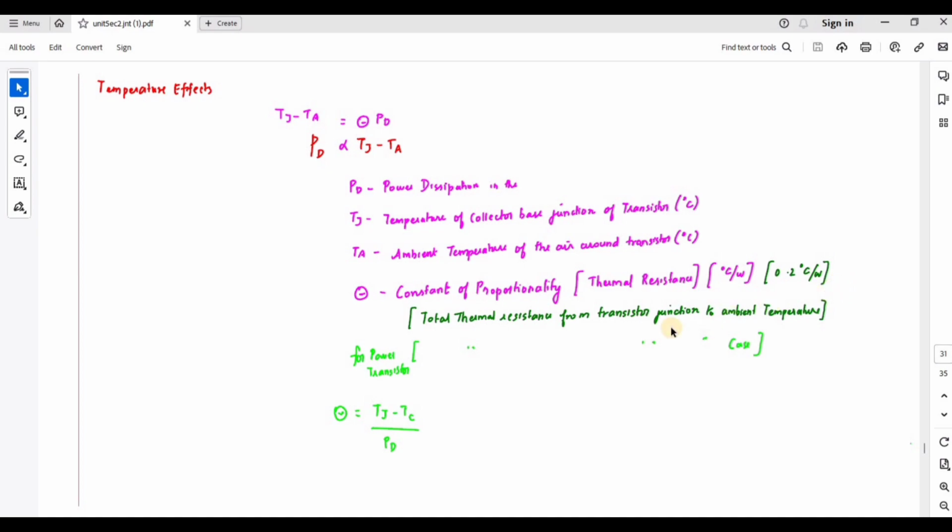So for the power transistor, the total thermal resistance is from the transistor junction to the case, and for normal it is the total thermal resistance from transistor junction to the ambient temperature. So for the constant of proportionality, I can write it as Tj minus Tc divided by Pd. This is for power transistor, and for normal I can write Tj minus Ta divided by Pd.